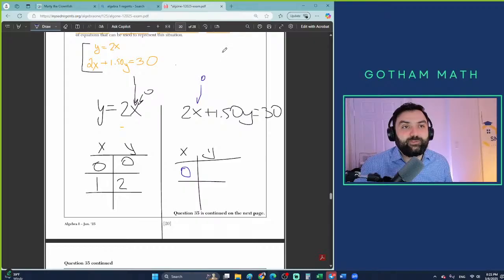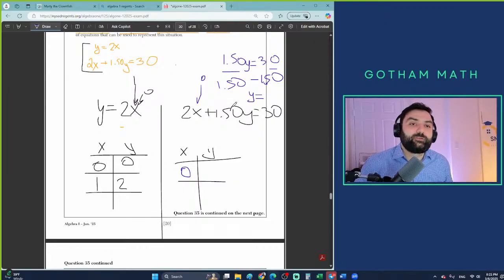And then it will say 150y equals 30, right? And when you divide both sides by 150, you'll find your y. And it's going to be 20.